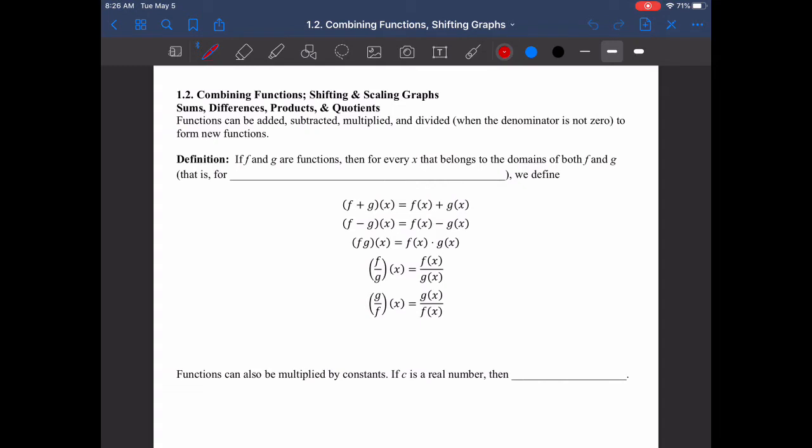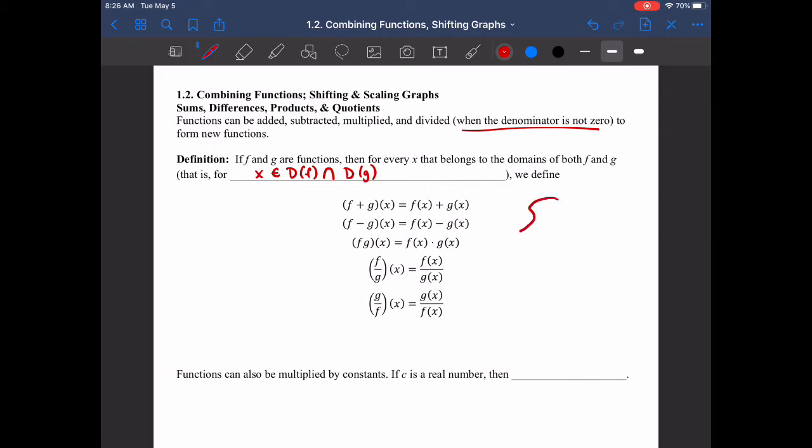So functions, you can add them, you can subtract them, you can multiply them, and you can divide them as long as the denominator is not zero, to form new functions, and that's what we are interested in here. So definition, if f and g are functions, then for every x that belongs to the domains of both f and g, essentially what we're saying is for every x that's an element of the domain of f intersected with the domain of g. In other words, what we're saying here is it has to work in both.